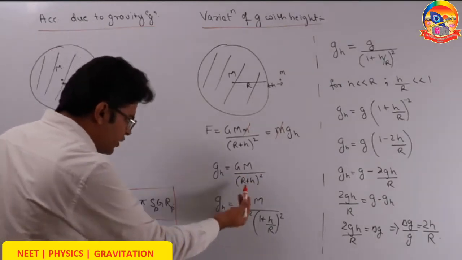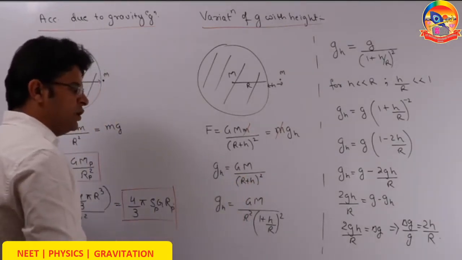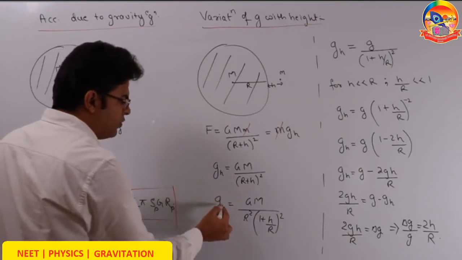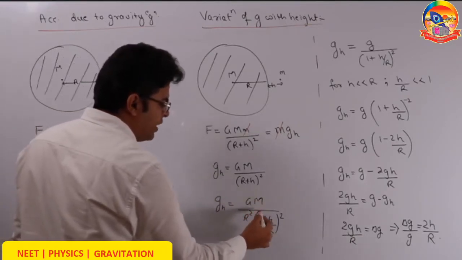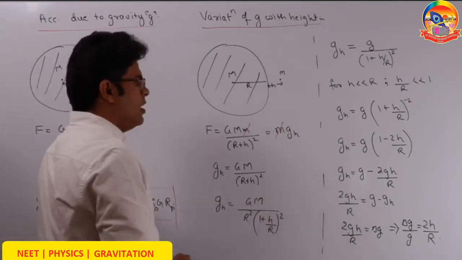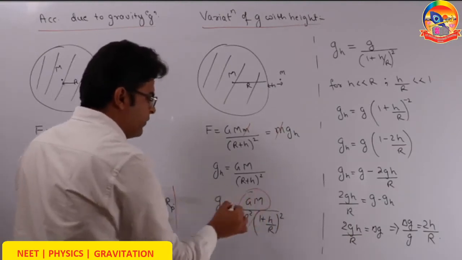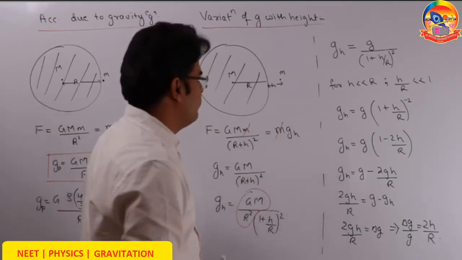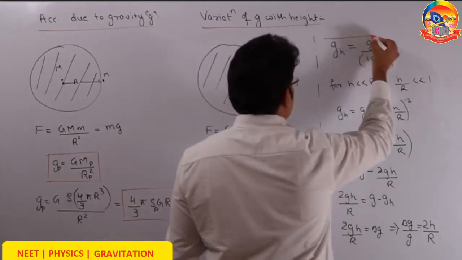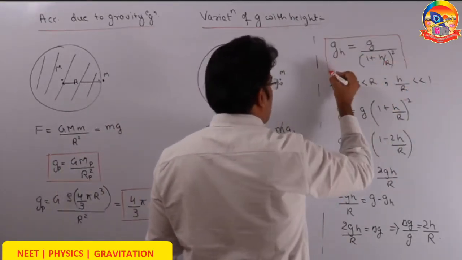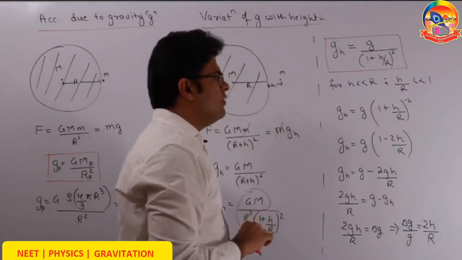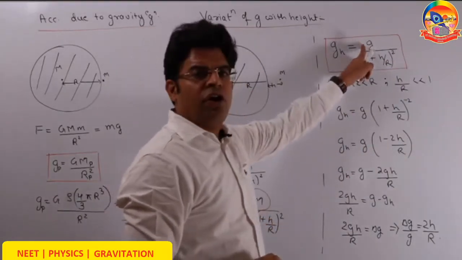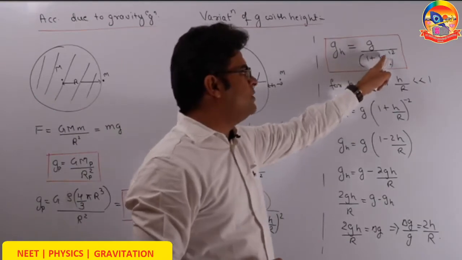If you take R square common from the denominator, you get acceleration due to gravity at height h equals GM by R square into 1 plus h by R whole square. This quantity GM by R square can be written as acceleration due to gravity on the surface of Earth. So we get that acceleration due to gravity at a height h above the surface of Earth equals acceleration due to gravity on the surface of Earth upon (1 plus h by R) whole square.